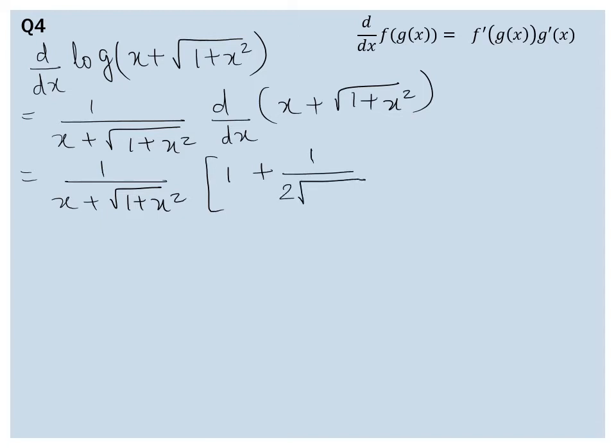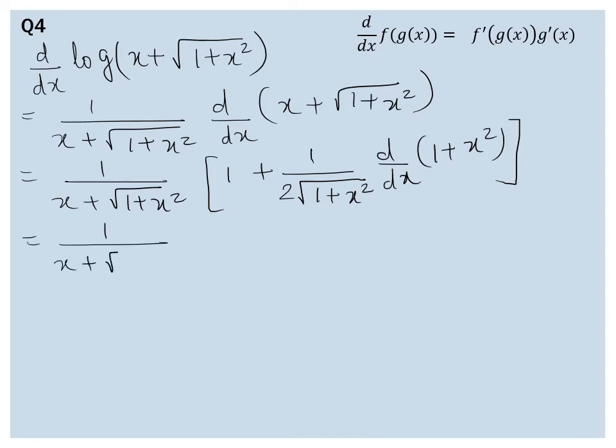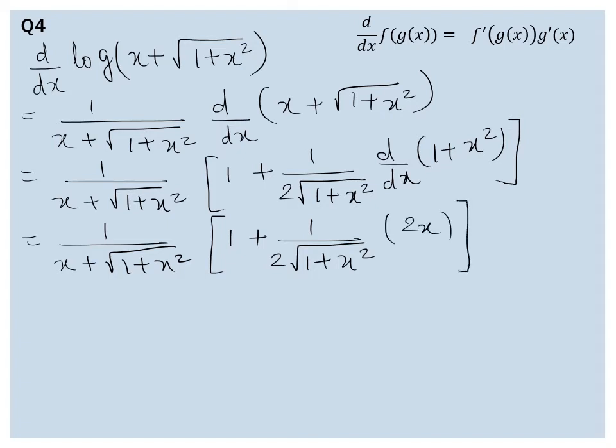So with that we get 1 upon 2 into root of 1 plus x square into derivative of 1 plus x square, because 1 plus x square is the function. Again here we have the concept of function of function, so applying chain rule here. So this is 1 upon x plus root of 1 plus x square and into 1 plus this 1 upon 2 root 1 plus x square into derivative of 1 is 0 and x square is 2x.